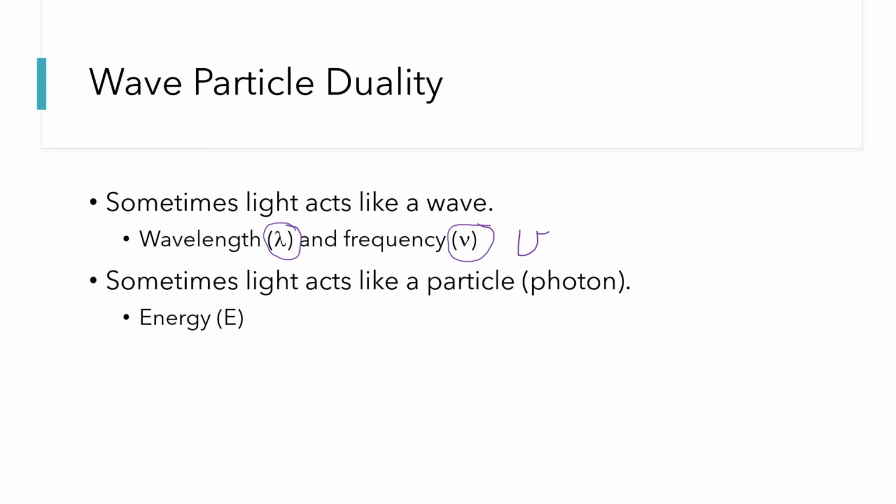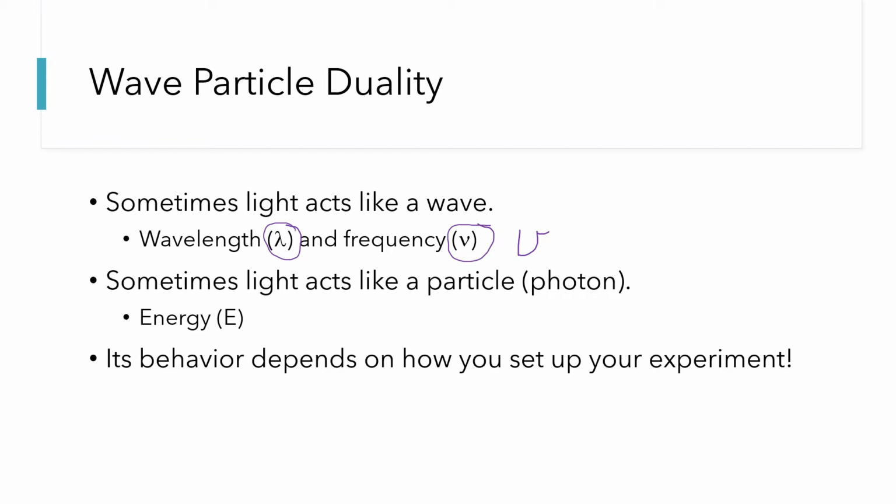Sometimes light acts as if it's a particle, and when it behaves that way, we're going to call it a photon, and we'll talk about the energy, E, that's associated with that photon. And what's really cool about this wave-particle duality is that the behavior that we observe for light depends entirely on how we set up the experiment to observe it. If we set it up to observe wave properties, we observe wave properties. If we set it up to observe particle properties, we observe particle properties. So neither one of those descriptions is quite complete. We need both of these things in order to fully describe light.